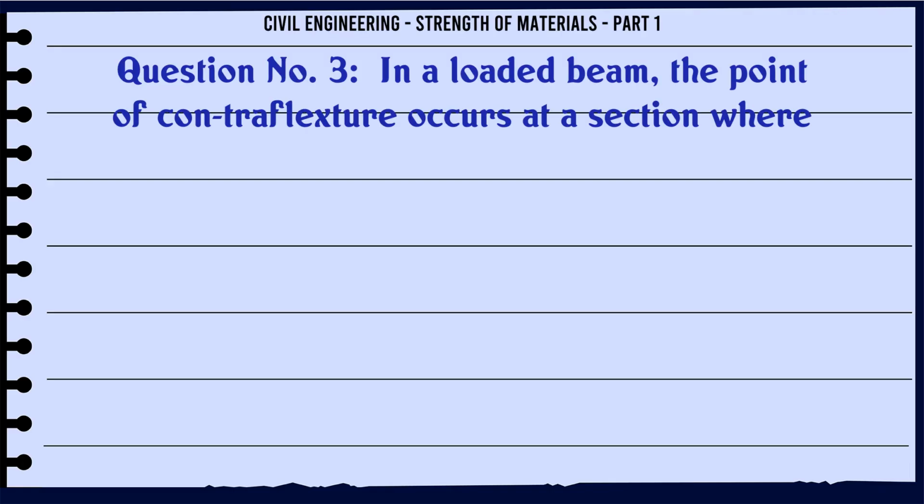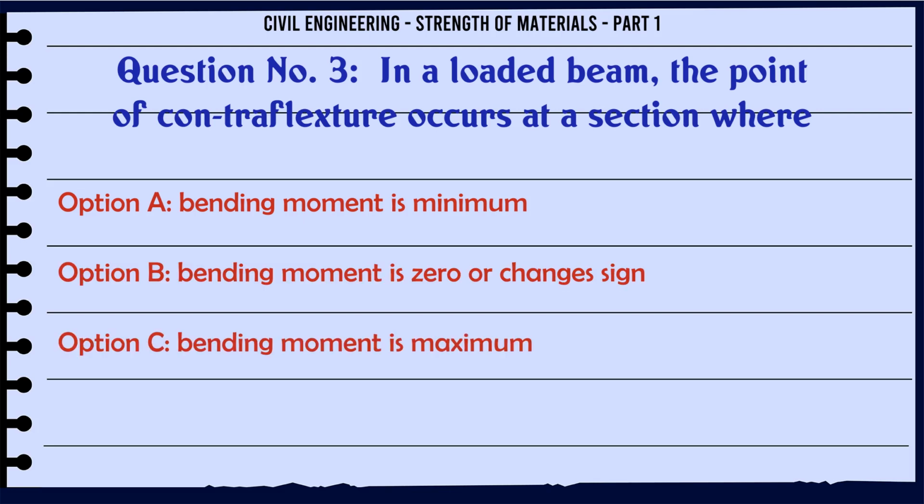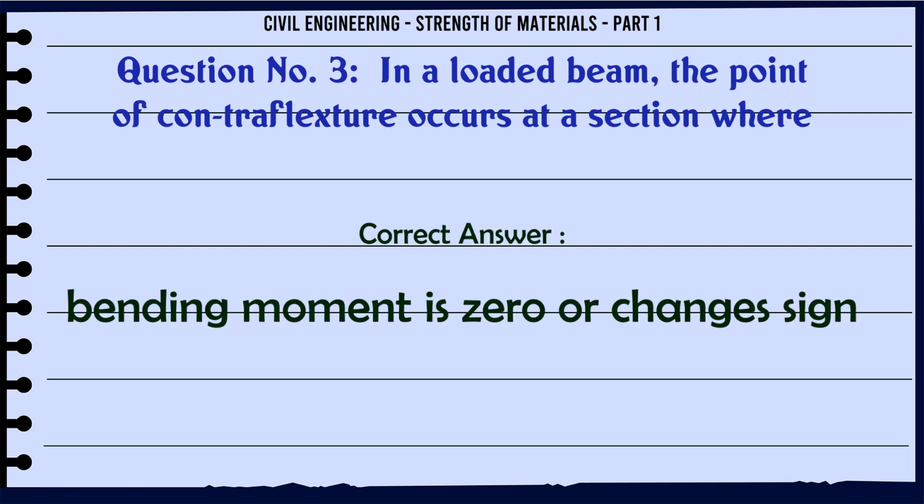In a loaded beam, the point of contraflexure occurs at a section where: (a) bending moment is minimum, (b) bending moment is 0 or changes sign, (c) bending moment is maximum, (d) shearing force is maximum. The correct answer is bending moment is 0 or changes sign.